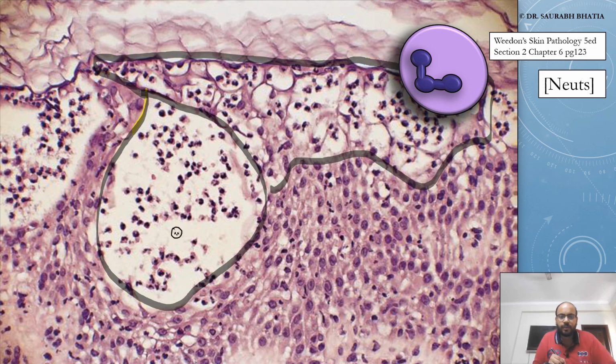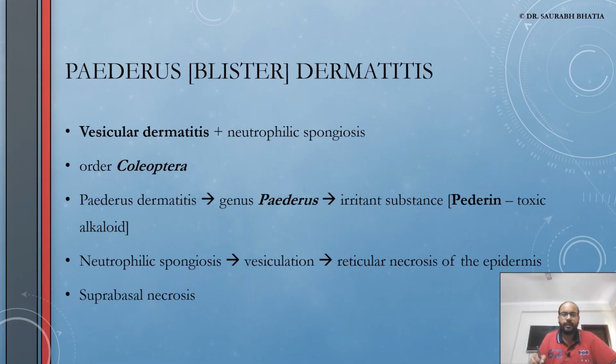So if you have a vesicle and you have few neutrophils, it is neutrophilic exocytosis. But if you have a vesicle and you have a lot of neutrophils, and a collection of neutrophils is a pustule. Remember, wherever there is pus, there are neutrophils. So this is known as pustular dermatitis. Clear? It just depends on the severity.